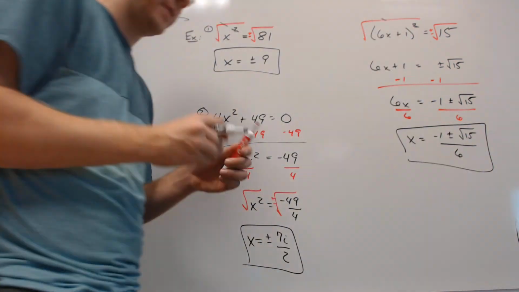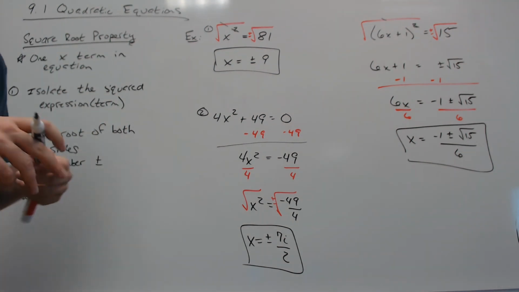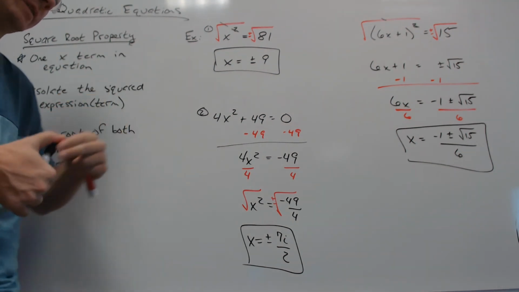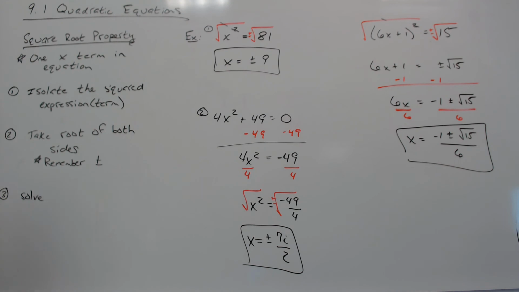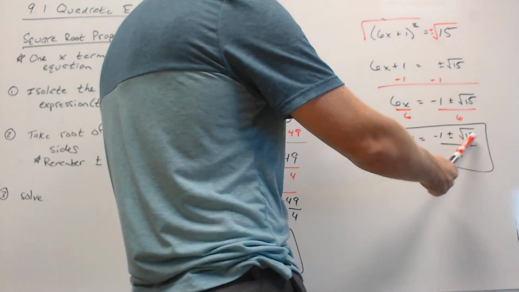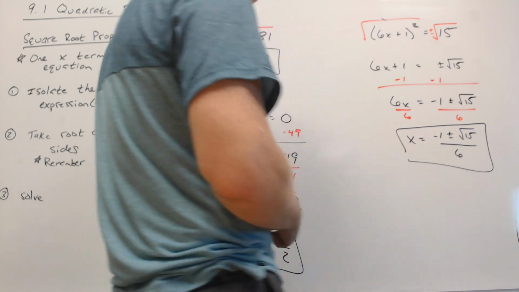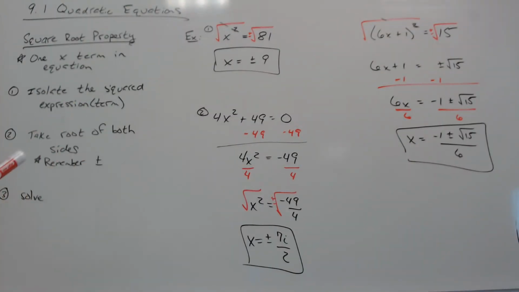Our answer doesn't look very nice, but that's because our answer isn't very nice. And it's okay to leave it like that. There's no simplifying to do from there. If we could simplify the root, we would. If we could reduce our fractions all over the place, we would. But in this case, there wasn't an option to do any of that. But all right, so there's the square root property. Check back in, and we'll do the second half of 9.1 with completing the square.